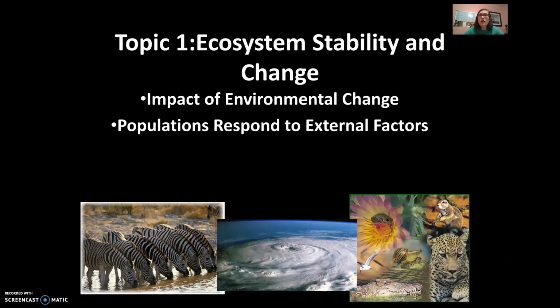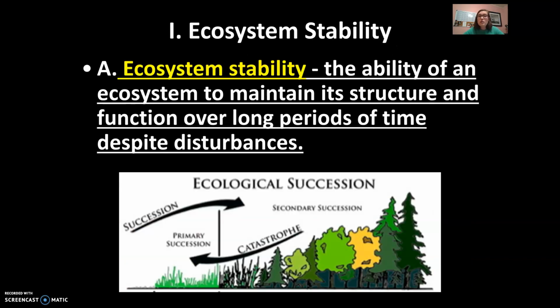Now I want to start off just talking about what ecosystem stability is. Ecosystem stability is the ability of an ecosystem to maintain its structure and function over long periods of time, despite having disturbances, things like catastrophes or species coming in and out. If your ecosystem is able to survive for a long time, it's considered to be stable.